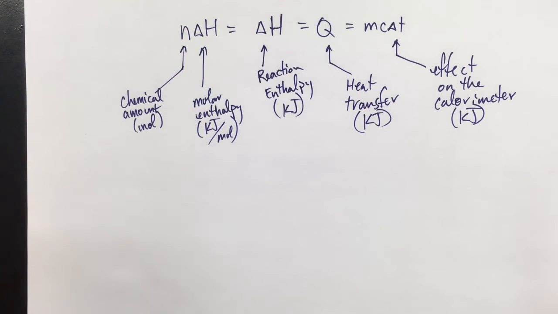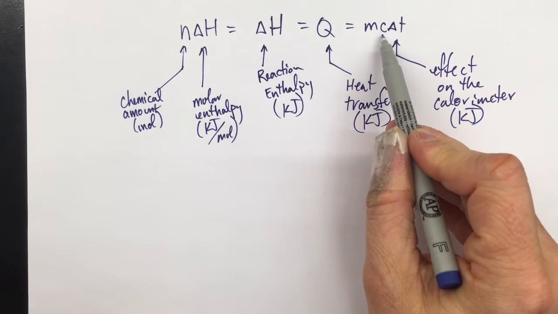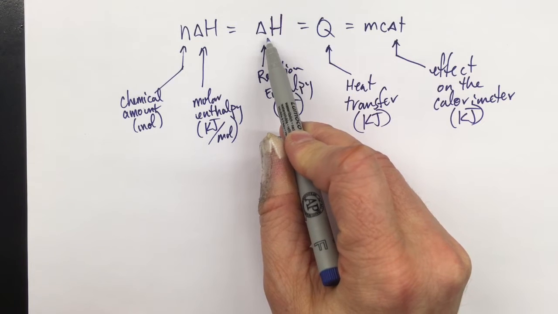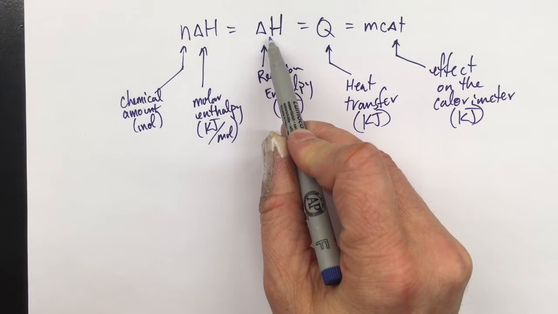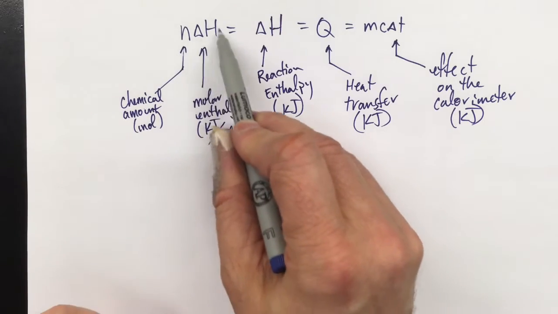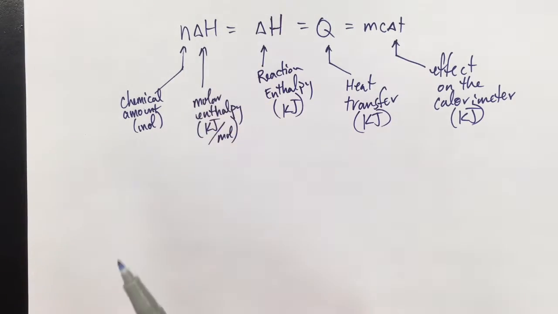Right, in this video we're going to try to connect the calorimetry, so that's the heat transferred, to the enthalpy of a reaction or enthalpy of a change, and then connect that to a chemical reaction's molar enthalpy and the number of moles. This covers most of the math in this unit of thermochemistry.